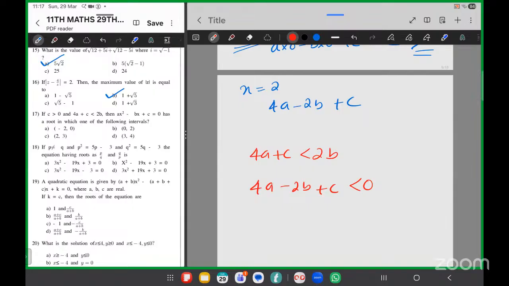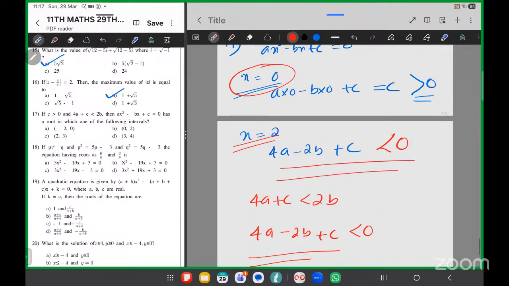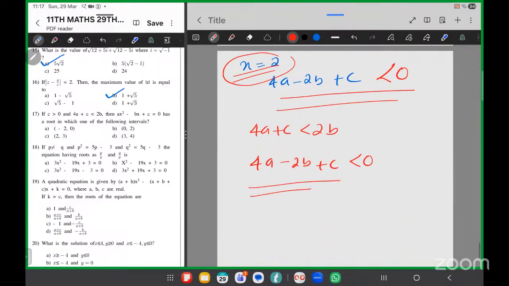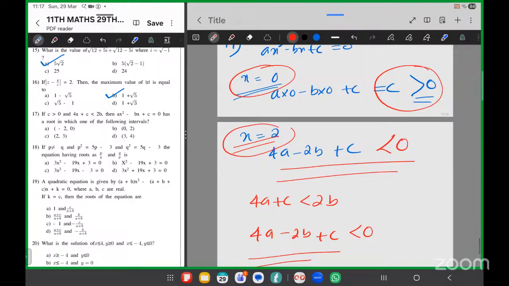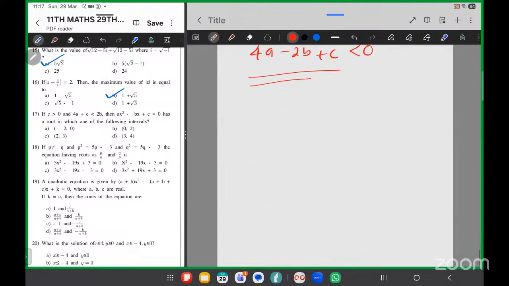4a minus 2b plus c less than 0. That means when you put x is equal to 2, 4a minus 2b plus c is less than 0. When you put x is equal to 0, you are getting a value greater than 0. When you put x is equal to 2, you are getting a value less than 0. We know that if you want to get a root, it means if you put that value into the equation, the value of the equation becomes 0. Before and after that, there is a transition from plus to minus.